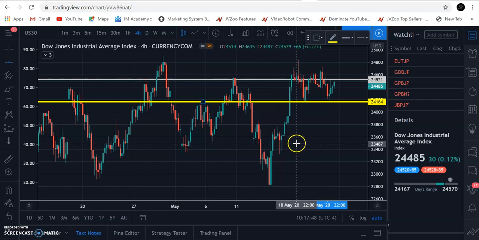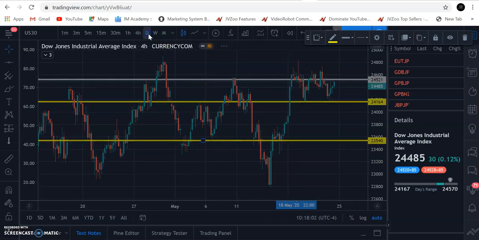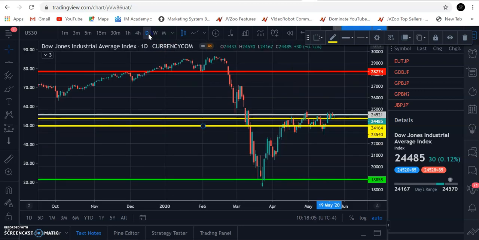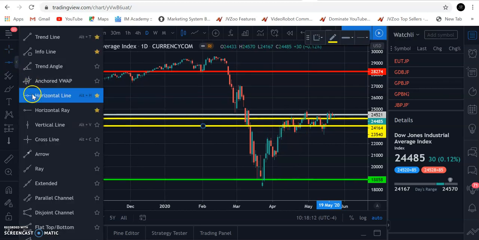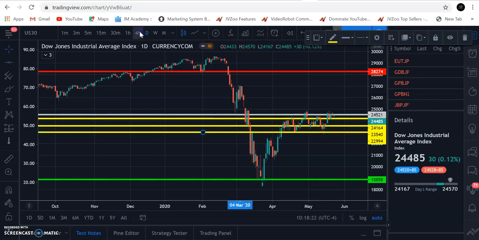If I was to mark it, it won't be exact, but I see a support right around here. Okay. Now let's look where we're at. Okay. And then I see another bottom support right here. See another support right here.